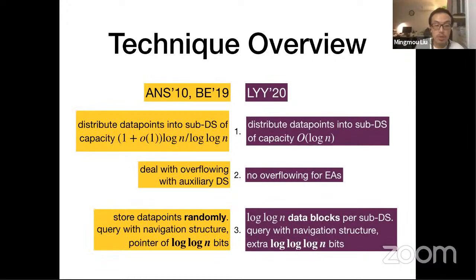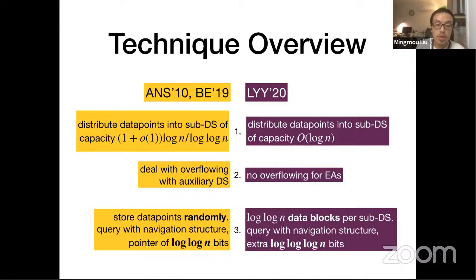Our membership data structure adapts the idea of sub-data structures. We randomly place n data points into n over log n sub-data structures. Then, every sub-data structure receives O(log n) data points with high probability. We dynamically resize the capacity of every sub-data structure so that there are no overflowing data points. The critical component is how we access the data points in sub-data structures.